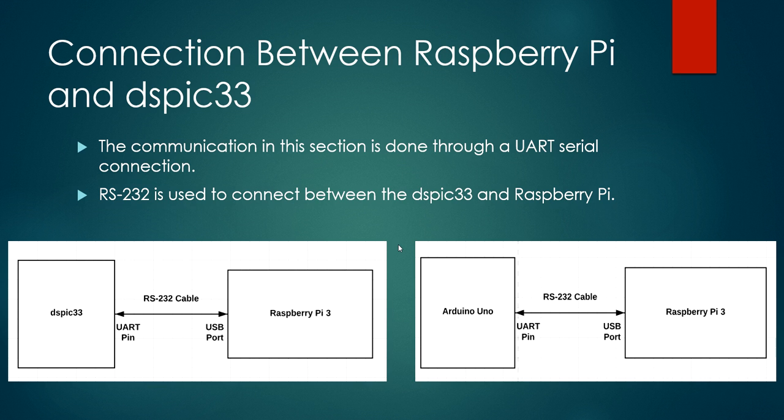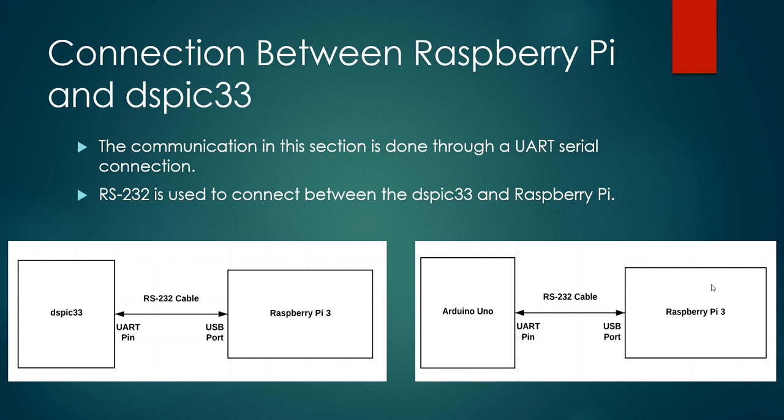Okay, so now we'll talk about the connection between the Raspberry Pi and the dsPIC. The communication in this section is done through a UART serial connection. An RS-232 cable was used to connect the dsPIC33 and the Raspberry Pi, as we can see in this figure. On the Raspberry Pi end, the RS-232 cable will be connected to the USB port, and on the dsPIC33 end, the RS-232 cable will be connected straight to the UART pins.